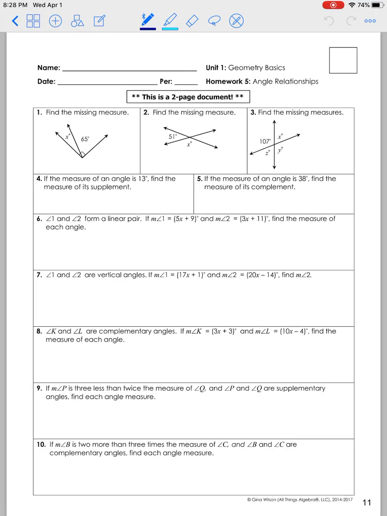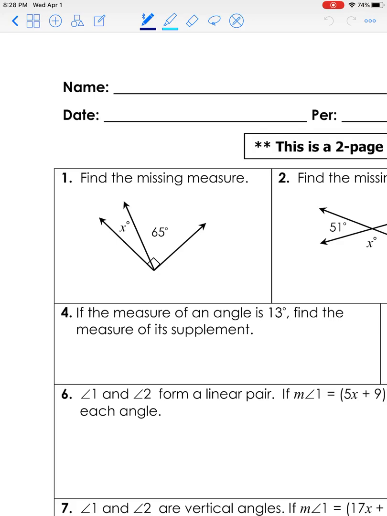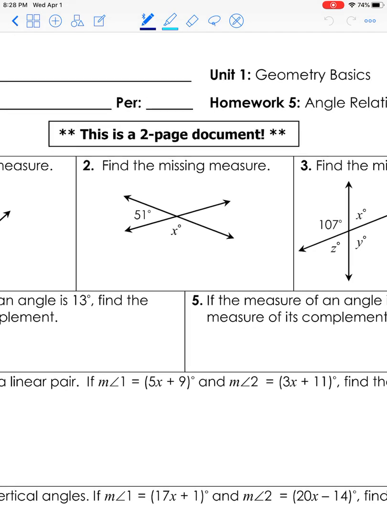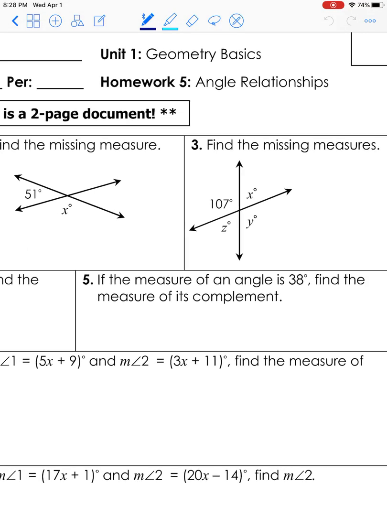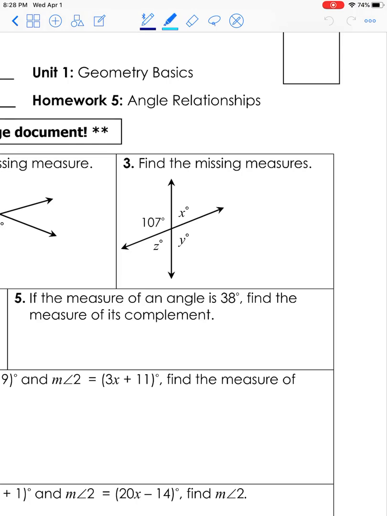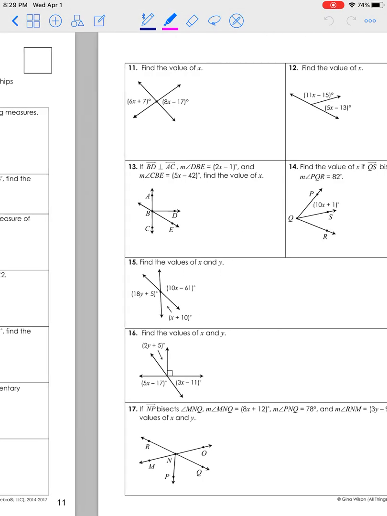So we are going to move on to, well, first let me just say that you need to be able to use those relationships to find missing angle measures, right? So for number 1 here, we know that these angles add up to 90 degrees because of the box. They're complementary. So if you know one is 65, you find the other one. Here you know that they're supplementary. Here you know that 107 and y are vertical, but that x and z are vertical. And then you know that x and y, or 107 and z, or x and 107, any set of those pairs are supplementary because they're a linear pair. So make sure you are looking back on that.